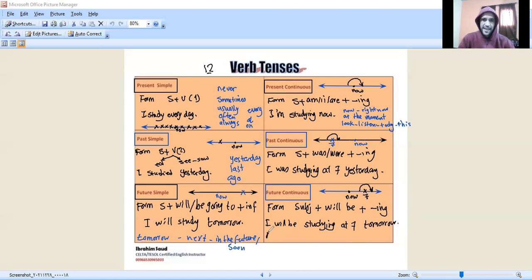Or we can say at this time tomorrow I will be studying. Okay, so this is the future continuous. And again, it's like the past continuous, but the difference is between the time. The past continuous is used to express an action that was in progress in the past, and the future continuous is used to express an action that will be in progress in the future.